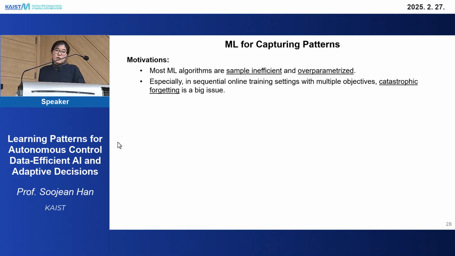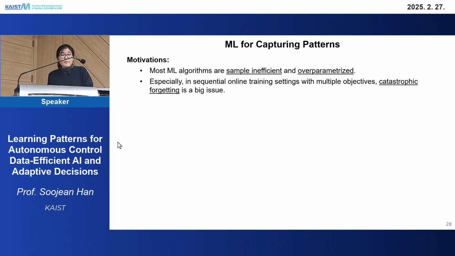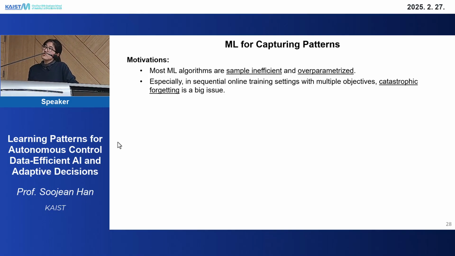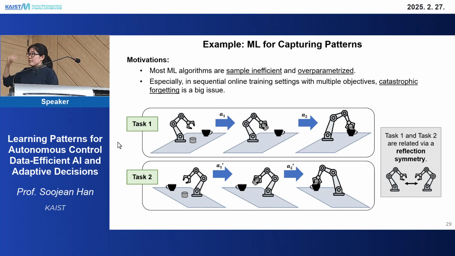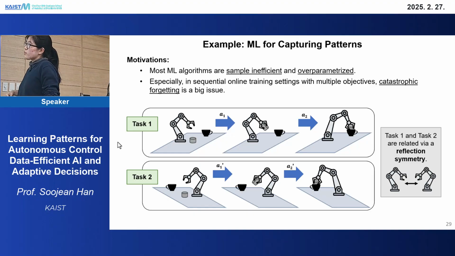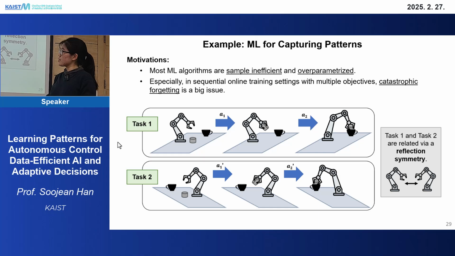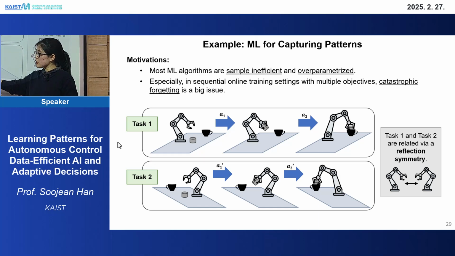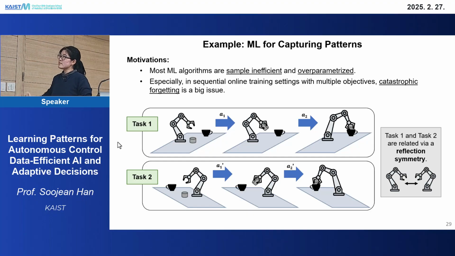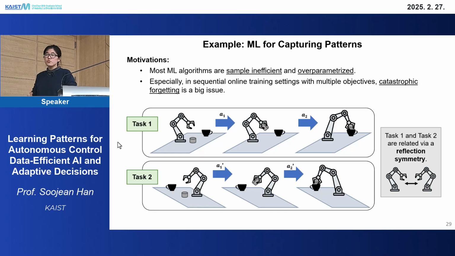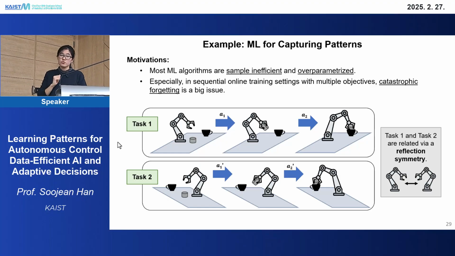Now, here's the motivation. Most machine learning algorithms, as you probably know, are sample inefficient and over-parameterized. And especially in sequential online training settings with multiple objectives, catastrophic forgetting becomes a big issue. For example, here's the case of a robot arm. Maybe we're trying to pick up this block and put it into this cup, so we can model this as a sequence of actions to let this robot arm do it. This is task 1, and then task 2 can be the flipped version of that. Task 1 and task 2 are related via this kind of reflection symmetry. So intuitively, we should be able to reuse parts of this policy here for task 2 without substantial retraining.